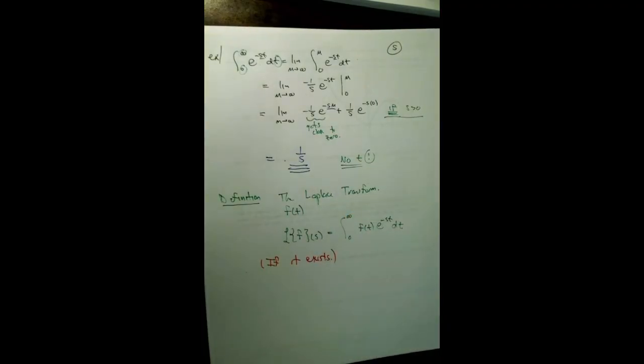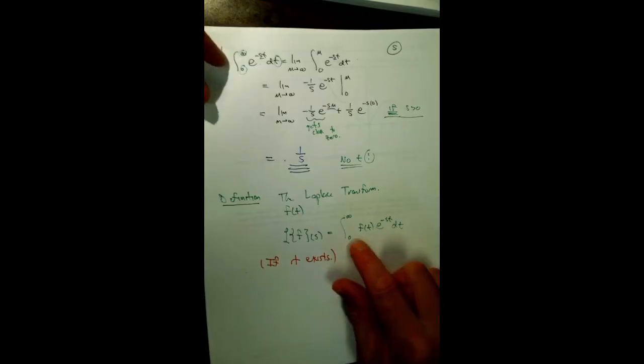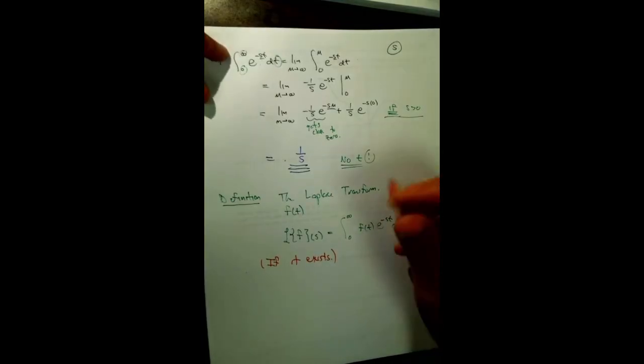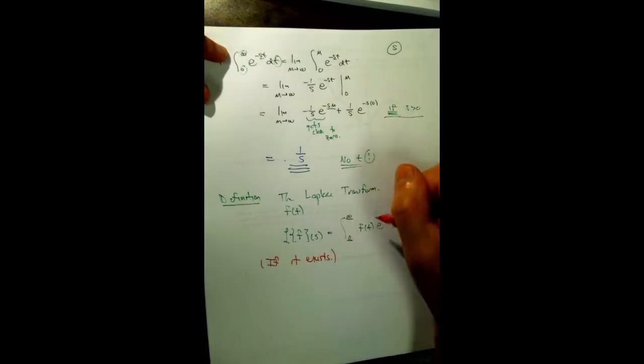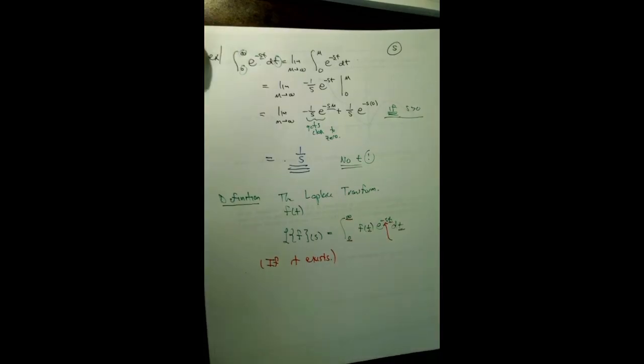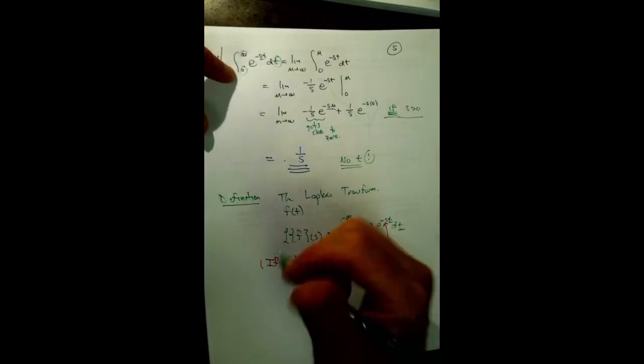This doesn't necessarily exist for every f of t. So if it exists, then it's going to be this thing here. And notice I'm integrating over t. So in the end, there should be no t's left over, only an s. So this is a function of s. Okay.